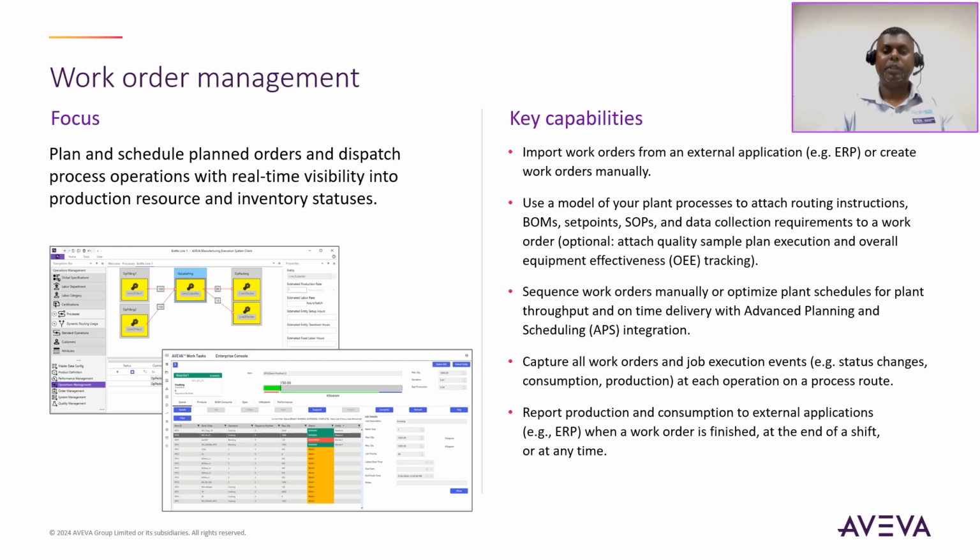We can sequence work orders manually or optimize plant schedules for plant throughput and on-time delivery with advanced planning and scheduling, APS, integration. We can capture all work orders and job execution events, such as status changes, consumption, production, at each operation on the process route. We can report production and consumption to external applications, such as an ERP, when a work order is finished, at the end of a shift, or at any time.